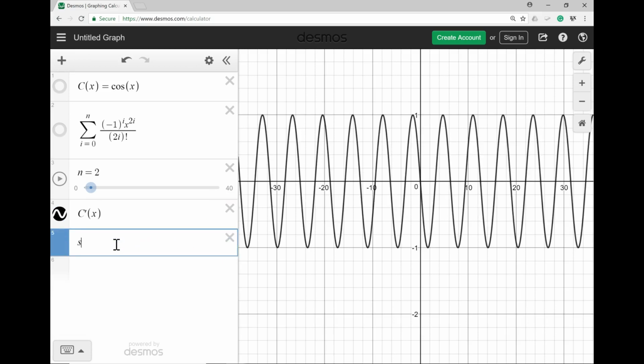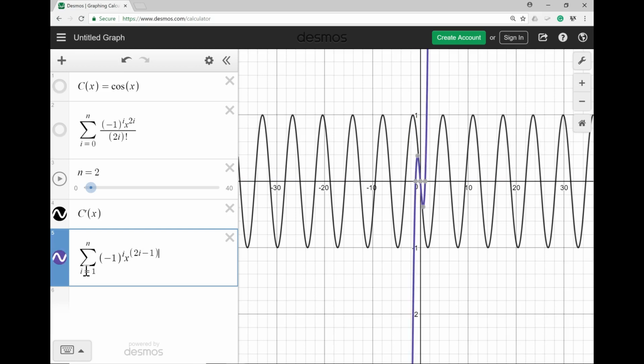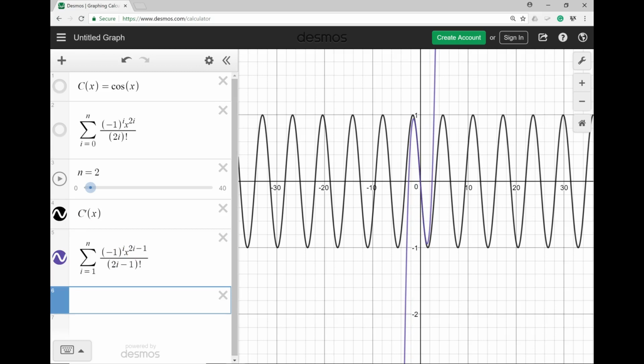Okay, so now we're going to put in the power series for the derivative that we came up with. Remember, this one started at 1 as opposed to starting at 0, and then it was negative 1 to the i, x to the 2i minus 1, so I need parentheses there, divided by 2i minus 1 factorial. Okay, so there's the derivative.